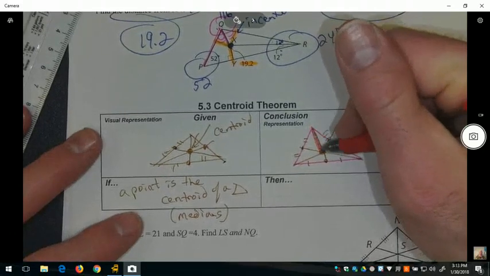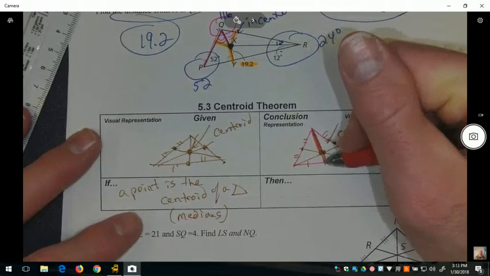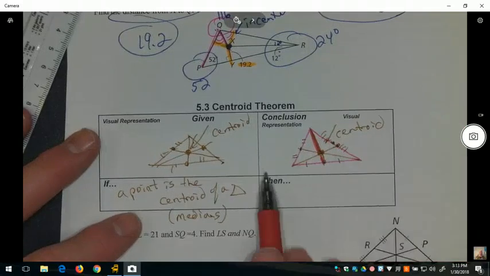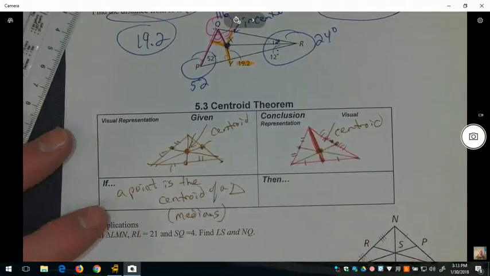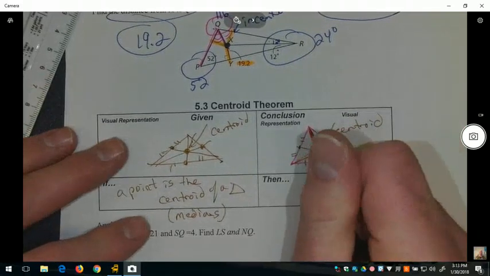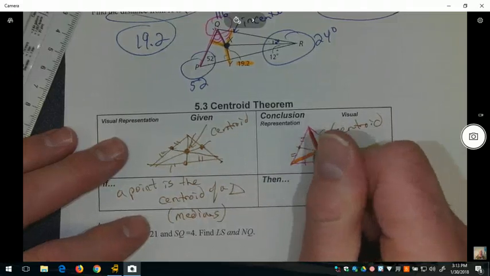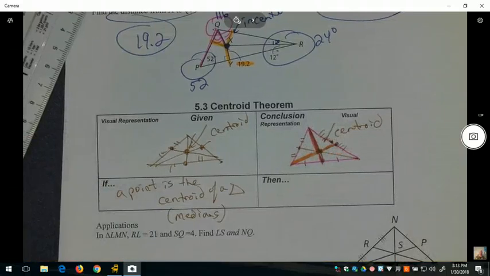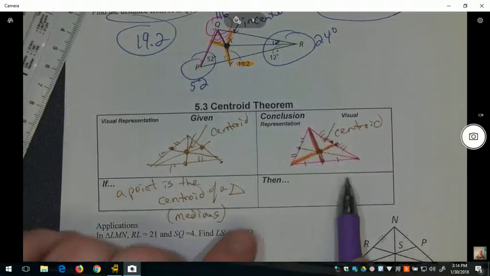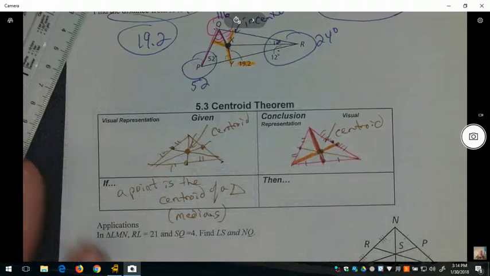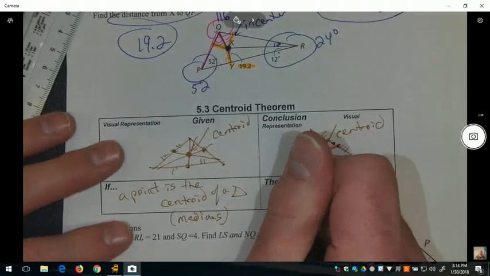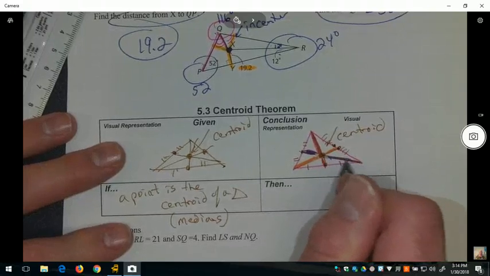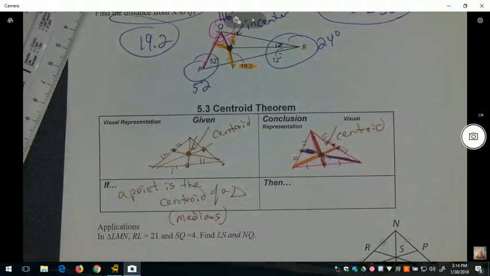Instead, there's a relationship between this piece and this piece of the median that's separated. And even though they're not equal to any of the other pieces on the other medians, the same relationship exists between this longer piece and this smaller piece on that median. And even though none of those pieces are equal, per se, they might be on certain triangles, this piece and this piece have the same equation or relationship.